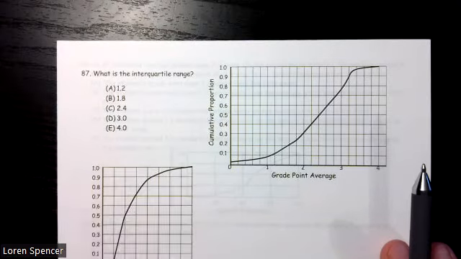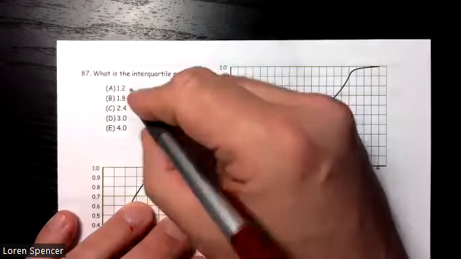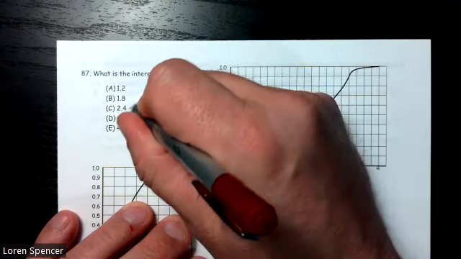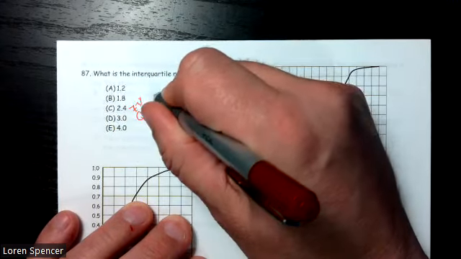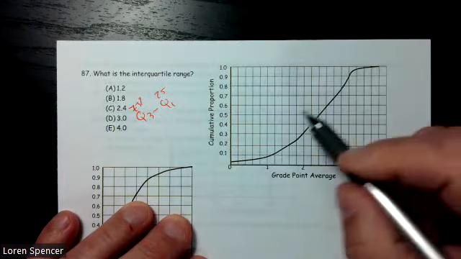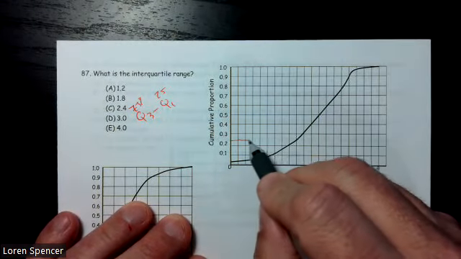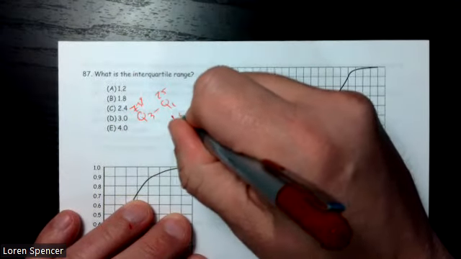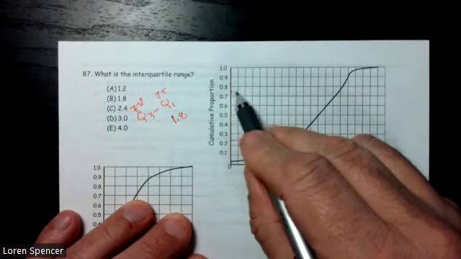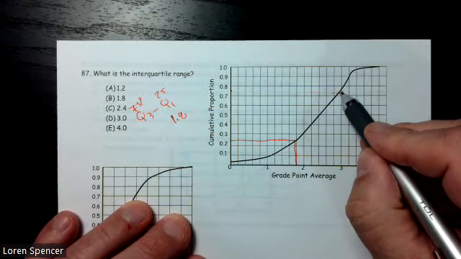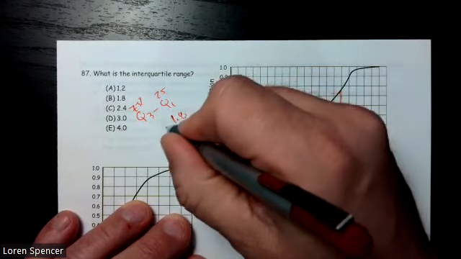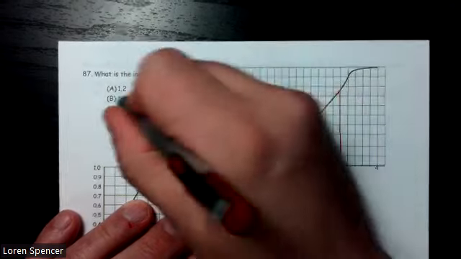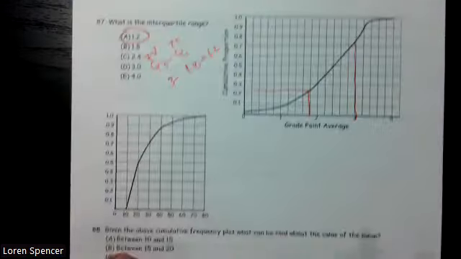87. What is the interquartile range? Well, remember, interquartile range is Q3 minus Q1, and Q3 is 75%, and Q1 is 25%. So if I go across and down, looks like my Q1 is about 1.8. I go to 75% and down, it looks like that's 3. So 3 minus 1.8 equals 1.2. Best answer.